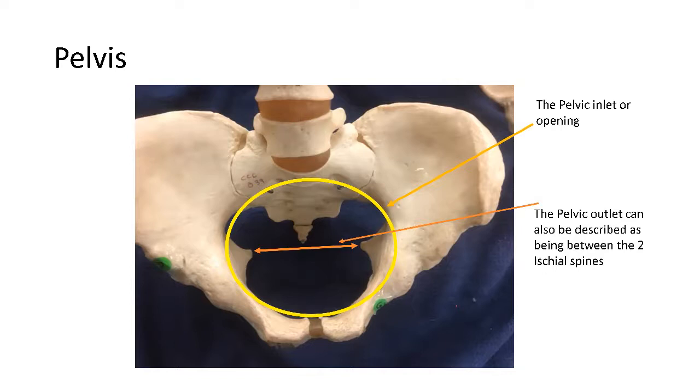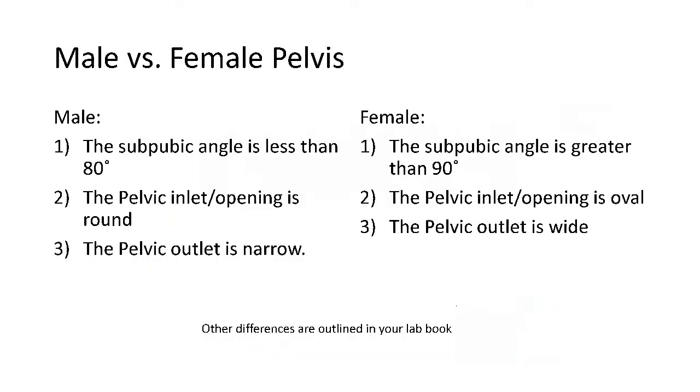So instead you use the two ischial spines. How far apart, how wide are they? And that is how we determine the gender of a pelvis. What is it, female or male? So let's look at those rules.